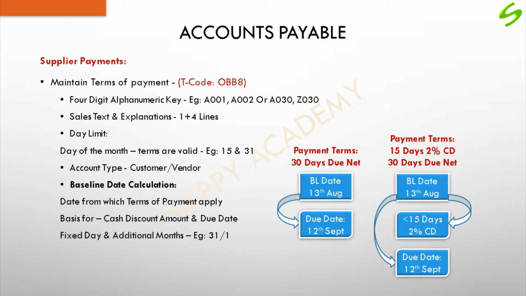But the difference in this payment term is, if I pay within 15 days, I get 2% cash discount. So this payment term calculates the due date as well as discounts based on whatever condition is given in the payment term.